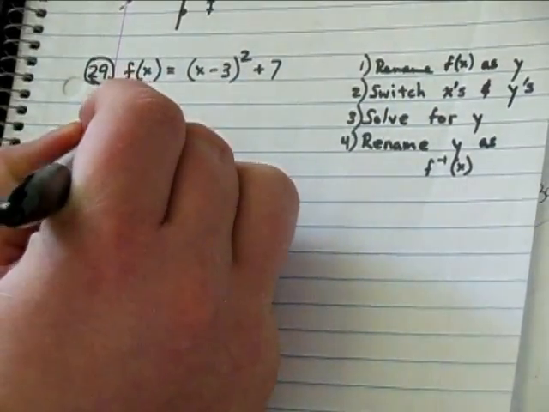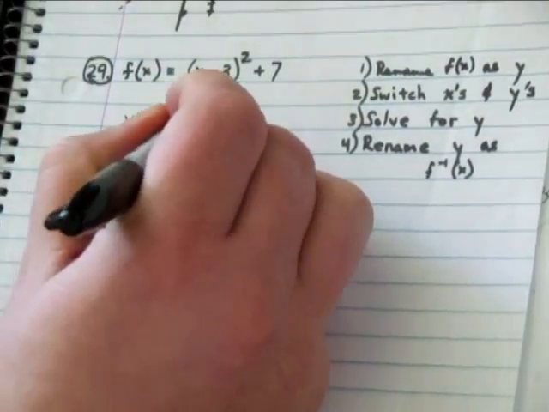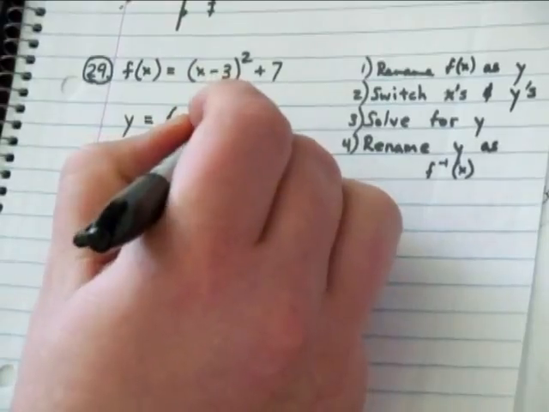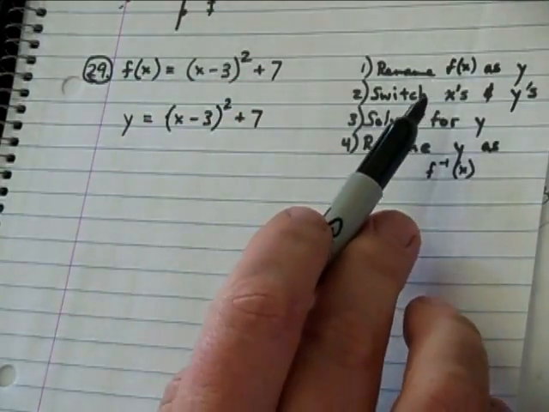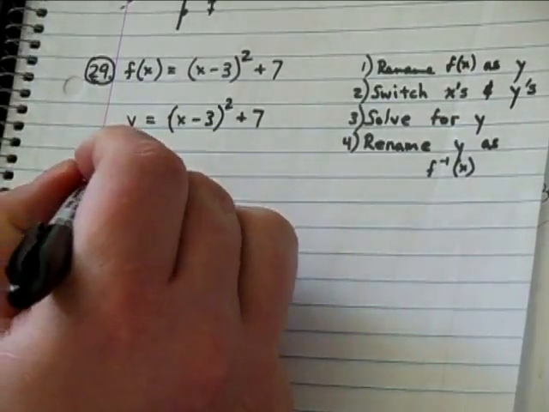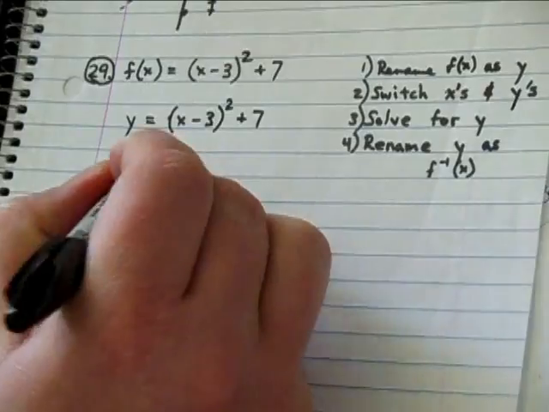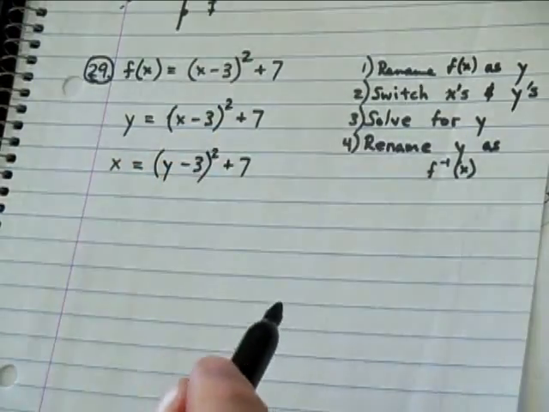So I'm just going to rewrite this entire function that was given to me in problem 29, and all that I'm doing is changing the f of x into a letter y. Second step, switch all of the x's and the y's in your equation. So just wherever you see an x, write y, and wherever you see a y, write x.